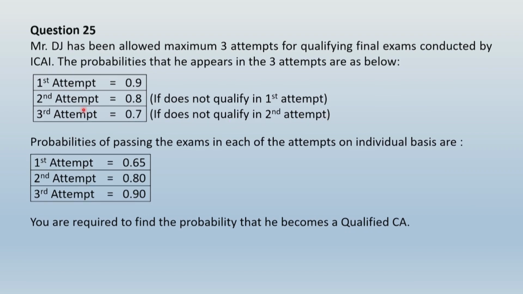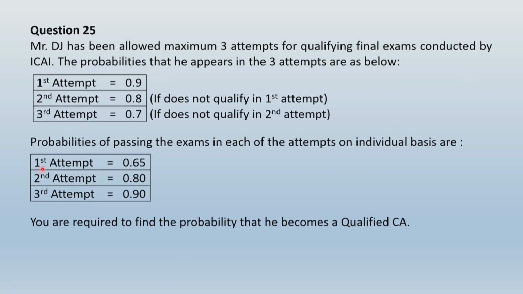Now, mind it, these are probabilities of him appearing in the exam. That means if 0.9 is the probability that he will appear in the exam, 0.1, that is 1 minus 0.9, will be the probability that he does not appear in the exam. So if he does not appear in the exam, end of the journey. If he appears in the exam, there can be 2 possible outcomes, either he passes or he fails. For passing or failing, the probabilities are given over here. Probabilities of passing the exams in each of the attempts on an individual basis are given.